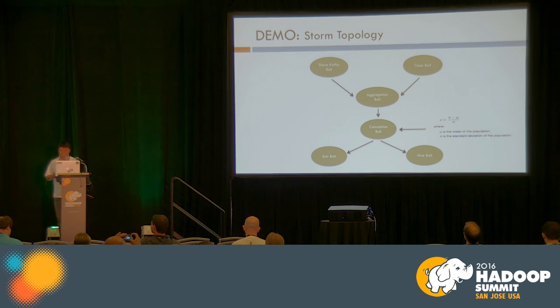So here is the very simple version of the Storm topology. First of all, we have a Storm Kafka spout. It reads the message from the Kafka topic and then sends it to the aggregation bolt. At the same time, we start a timer bolt, which for this example we set to every 30 seconds. We aggregate the messages from the Kafka topics, and then we send the aggregated result to the next bolt, which we call the calculation bolt.